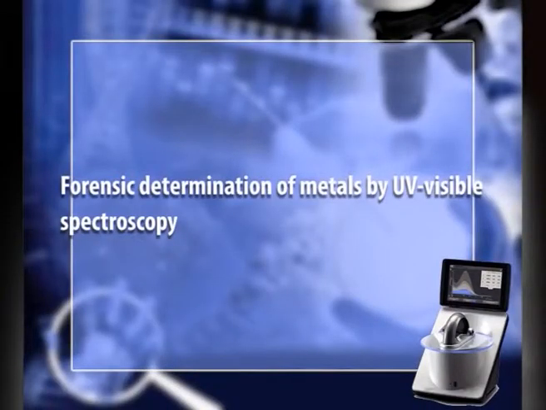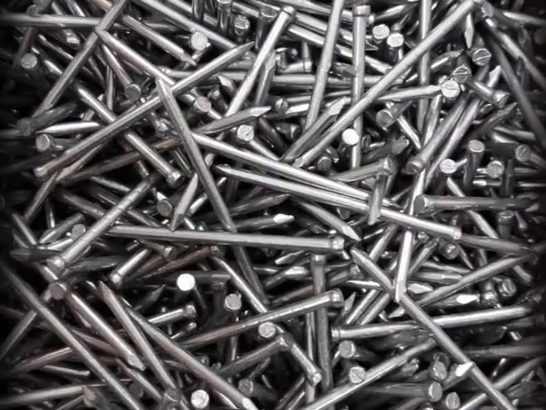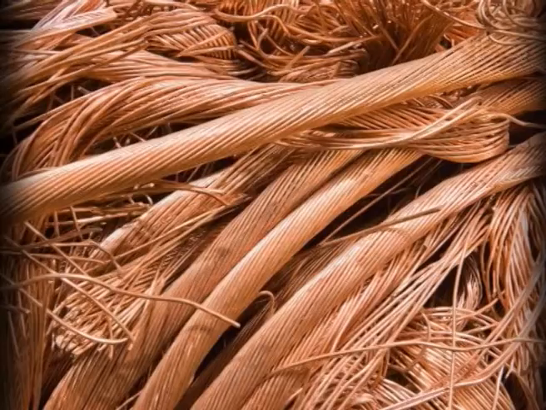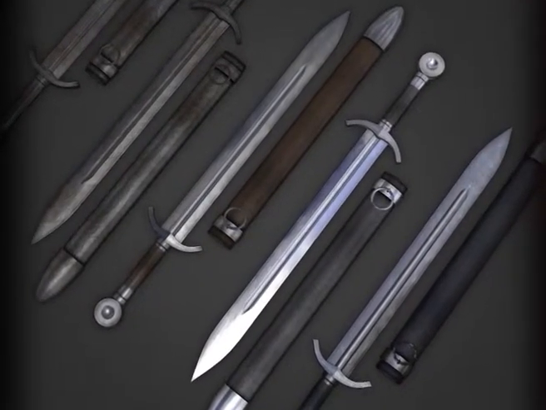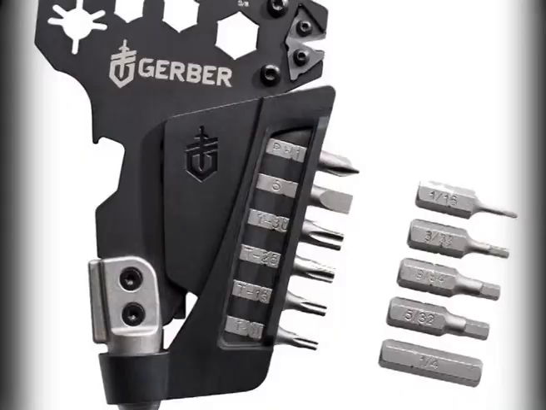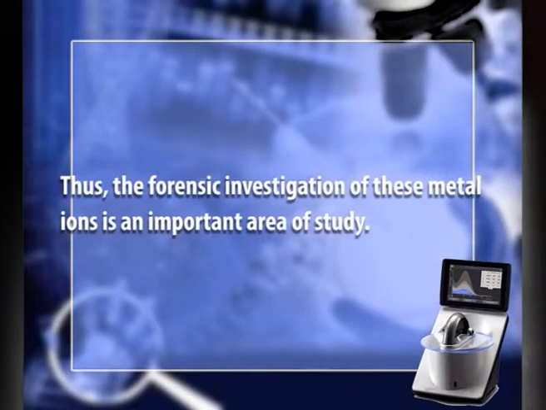Forensic determination of metals by UV visible spectroscopy. Iron, aluminium and copper are three metals which are most widely used for fabricating various articles for daily needs. These elements are found as a part of almost every weapon, tool and metal shard in crime scenes. Thus, the forensic investigation of these metal ions is an important area of study.